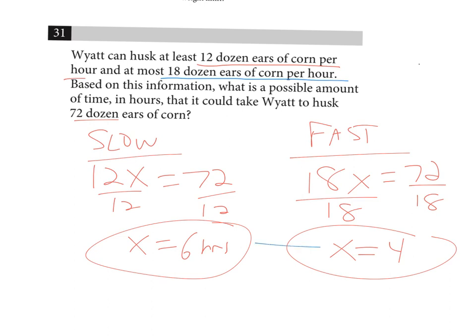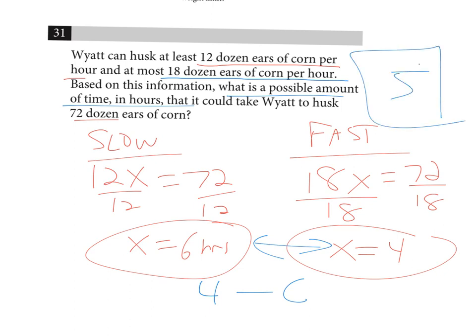So it takes Wyatt anywhere in between 4 and 6 hours to husk this corn. What is a possible amount of time in hours? So any answer that you would grid in between 4 and 6, I would play it safe and go 5. Any answer between 4 and 6 hours would be correct.